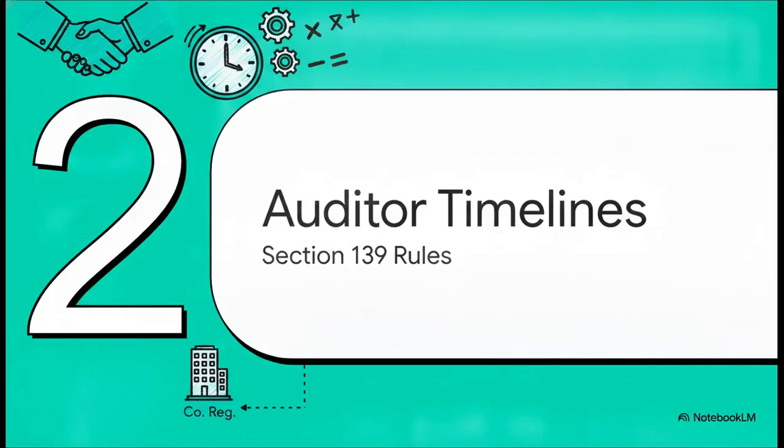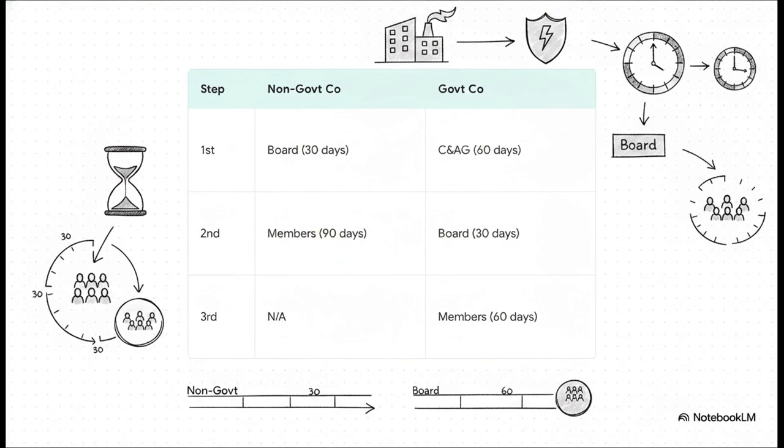Let's move smoothly into Section 2, Auditor Appointment Timelines, governed by Section 139 rules. Welcome to the handshake phase, where you actually get hired. The crucial takeaway here is contrasting these timelines. For a non-government company, it defaults to the board in 30 days, and if they fail, to members in 90 days. But for a government company, it passes from the CAG to the board, and then to members.